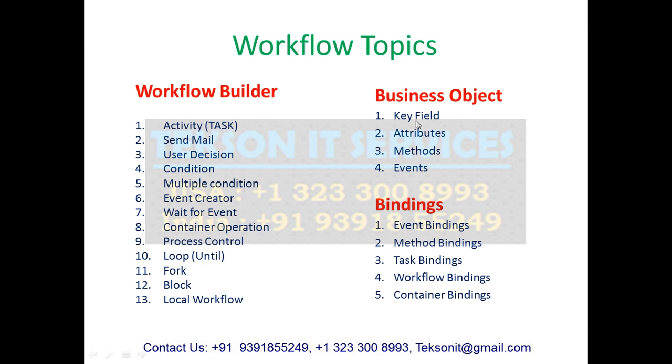And as part of the business object, I'll explain the key field, attributes, methods, and events. What is the use of the key field, how to create a key field, how to create an attribute, how to define the method, how to delegate the business object, how to call a method, how to use a method in the business object and in the workflow, and how to create an event, and what the ways to create events are. Every part of this topic will be explained, and what binding options are available: event binding, method binding, task binding, workflow binding, container binding, all with real-time scenarios. Okay, so this is page 1 of my topic.